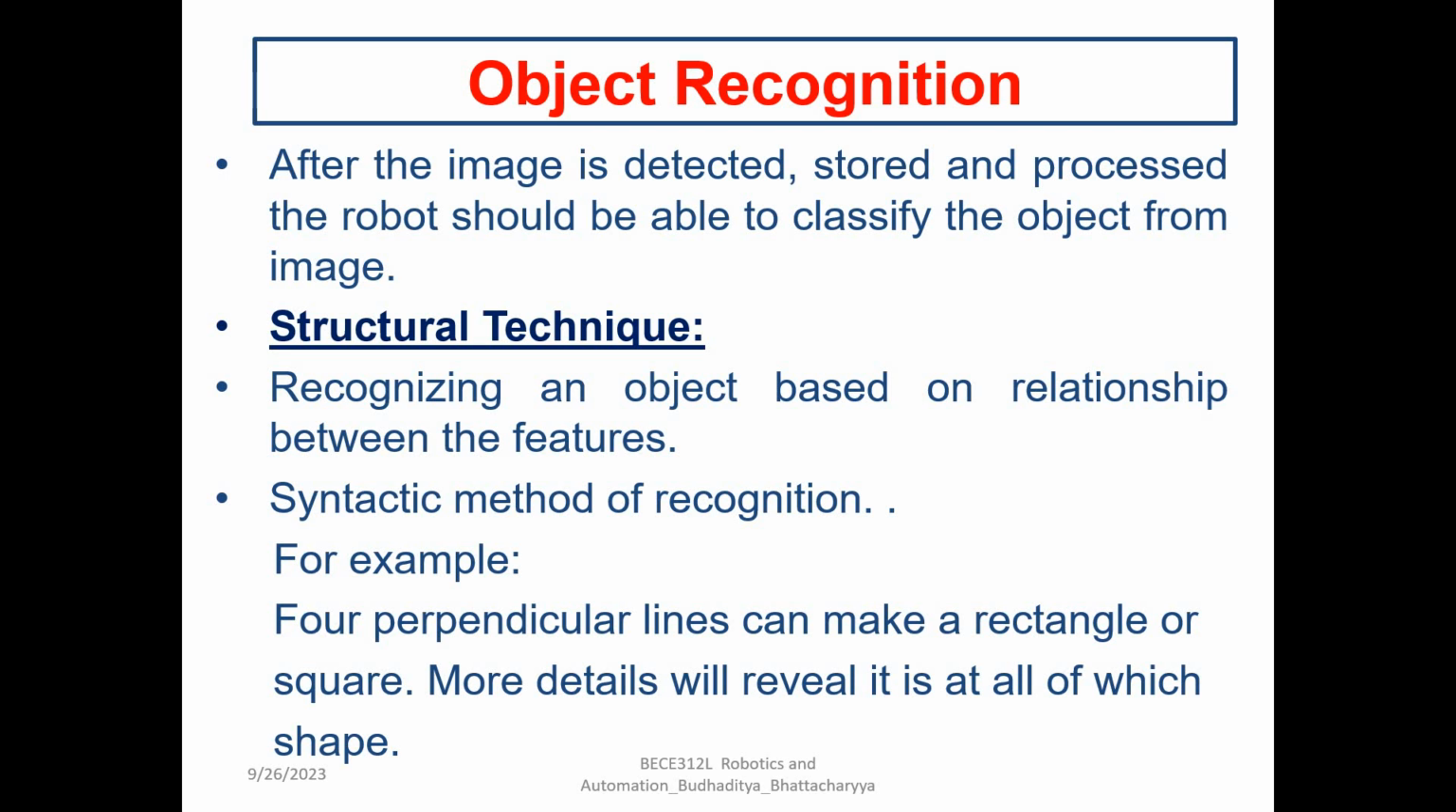In the syntactic method of recognition, we don't need features like the training model; we don't require that much. It will just compare amongst the shapes and the relationship between the features, and come up with the result. For example, 4 perpendicular lines can make a rectangle or a square, but more details will reveal what kind of shape we are looking at. So that is basically how, after getting the information and features out of the images, we make sure that we identify the object correctly.